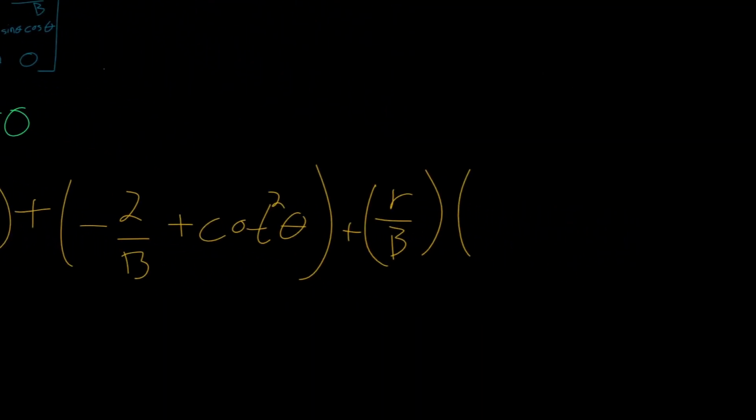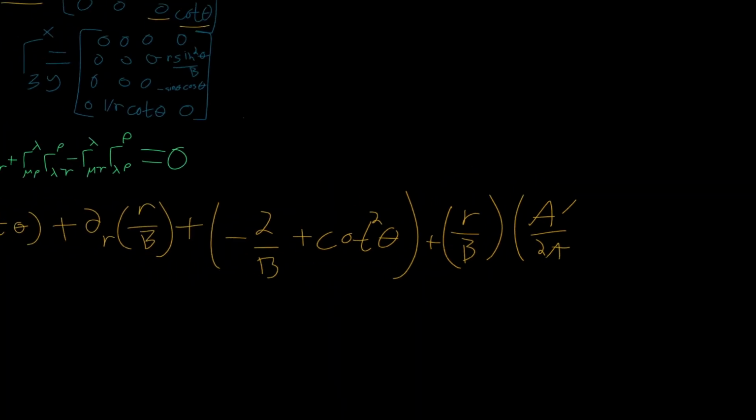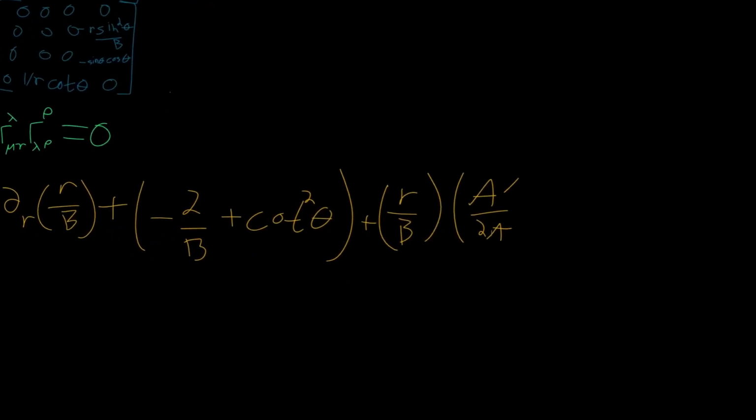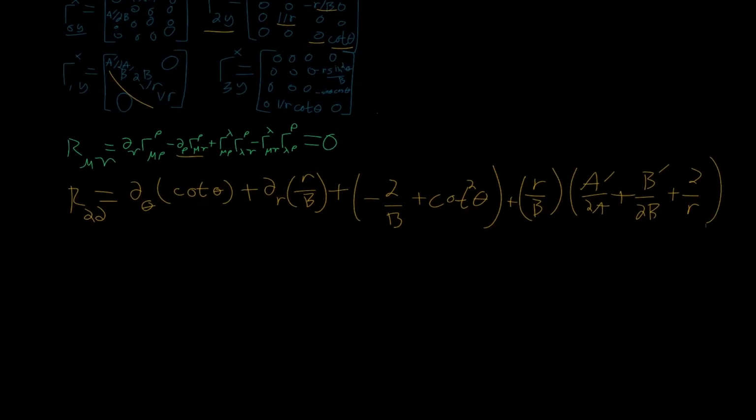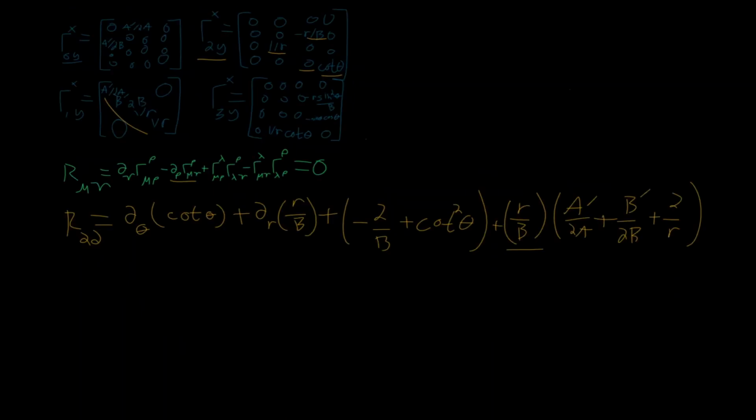So we're going to have a prime over 2a. I did copy that down, right? Yay, I did. Okay. a prime over 2a plus b prime over 2b, and then plus 2 over r. And you'll see here that a lot of things may start to cancel. For example, you'll notice that this term right here, whenever we distribute it with this term right here, we end up getting a 2 over b, which will just cancel with this 2 over b right here. So these terms will just cancel.